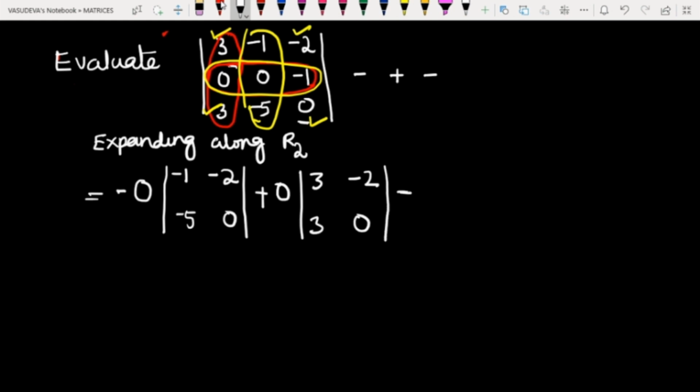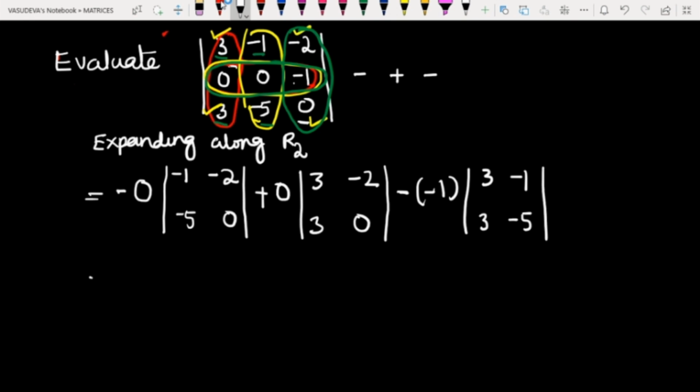The next is -1 into determinant of, because the third element in the second row is -1. This -1 lies in the second row and the third column, so we take the second row and third column. Leaving those elements, we have 3, -1, 3, -5. So the determinant of that will be 3, -1, 3, -5.